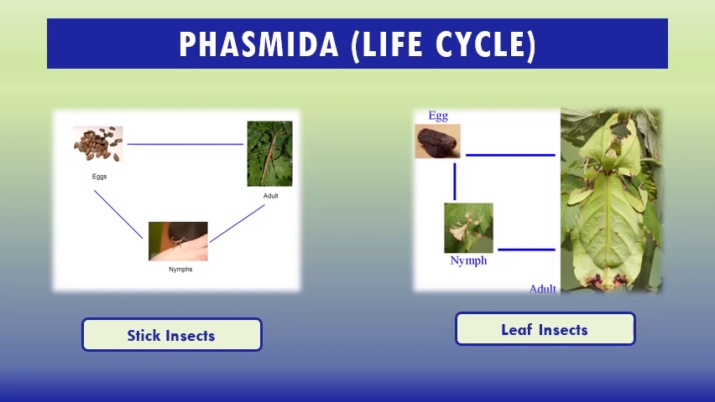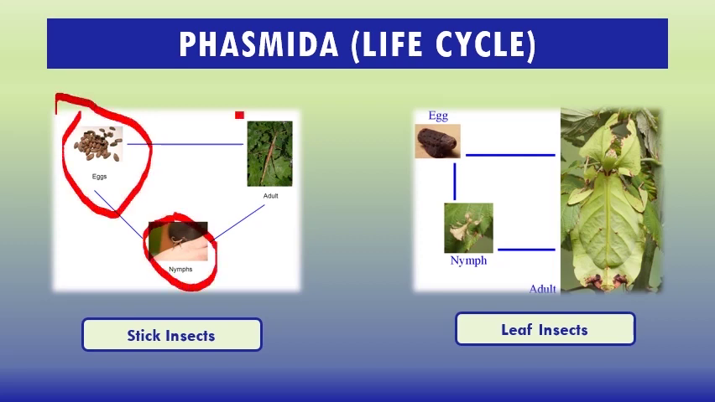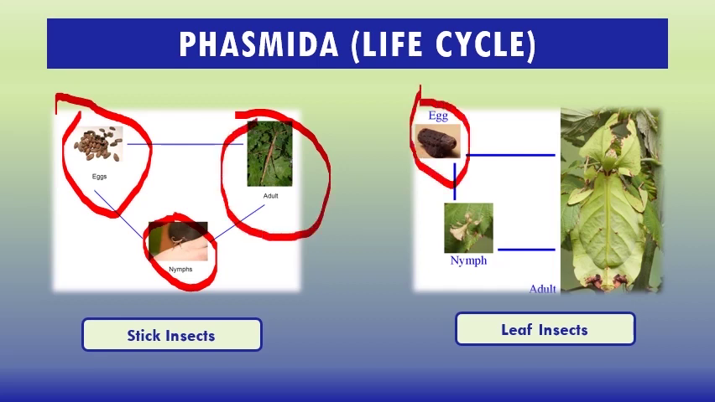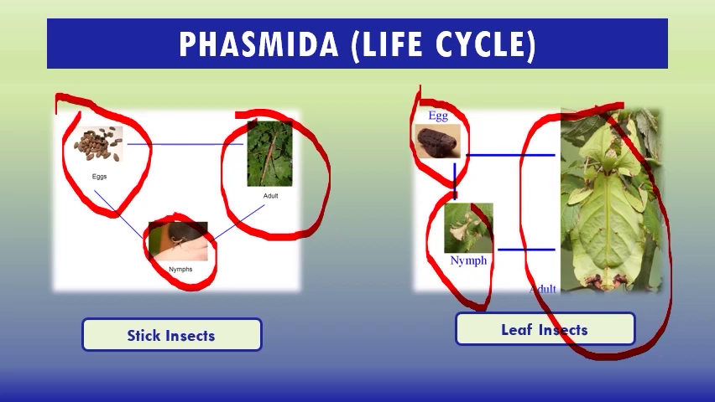The hatching young one starts its life with successive molting, reaching the adult stage. You can see here, these all three stages are given here. This is egg, nymph of stick insects, and this is adult. This is the egg of leaf insect. This is the nymph, and this is the adult. You can see here.